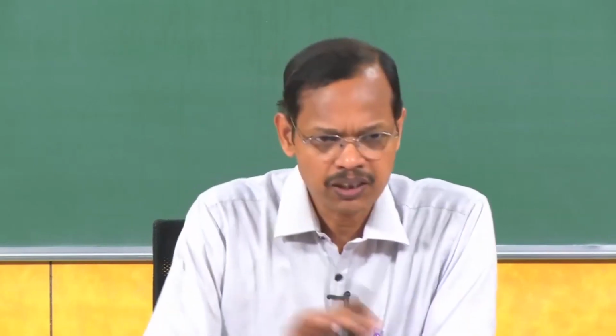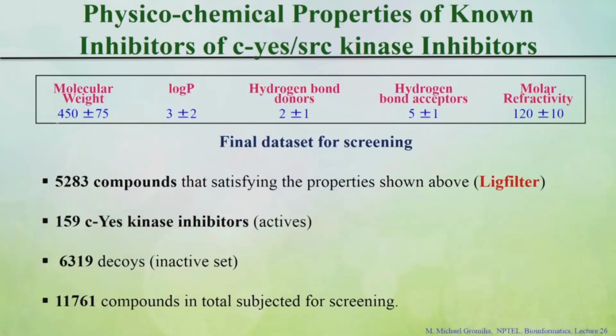For example, we take the 5 important ones: molecular weight is 450 plus or minus 75, in this case 375 to 525, log P is 3 plus or minus 2, hydrogen bond donors 2 plus or minus 1, acceptors 5 plus or minus 1, and the molar refractivity 120 plus or minus 10. So, we use both these ranges, minus and plus, and they screen the initial 2.2 million compounds. Finally, we end up with these 5000 plus compounds, right. Then we have the actives 159, 6000 decoys, and finally we get 11,000 compounds, right, that is fine. So, this is the ligand side, that is fine, we are set with the ligands.